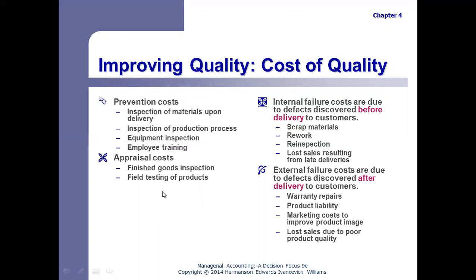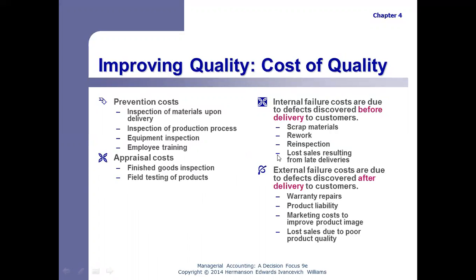So after the product is made. That includes things like inspections of the finished goods and then testing the products out in the field. Okay, so again, appraisal costs are costs that are incurred after the product is already done to ensure quality products. Two other concepts related to quality.